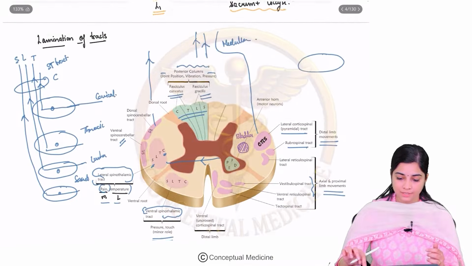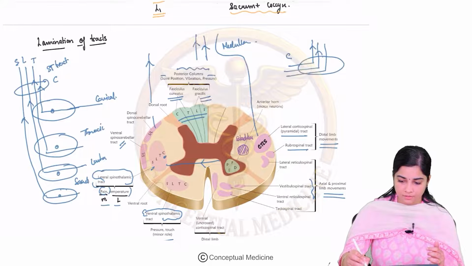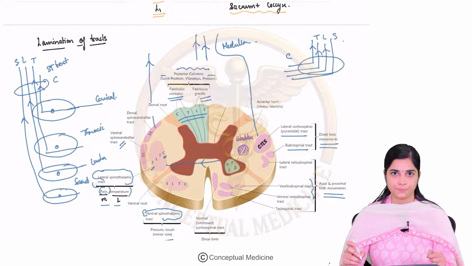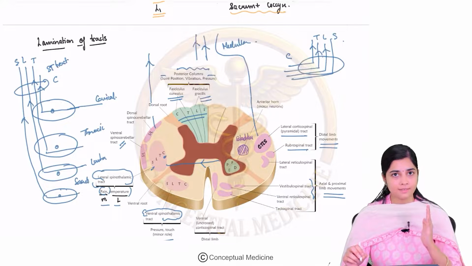Hence, the vibration and proprioception fibers from the cervical will go like this. Then the thoracic goes like this. L and S. Okay, that is why there is a slight difference. So please have a picture memory of the lamination of tracts here.